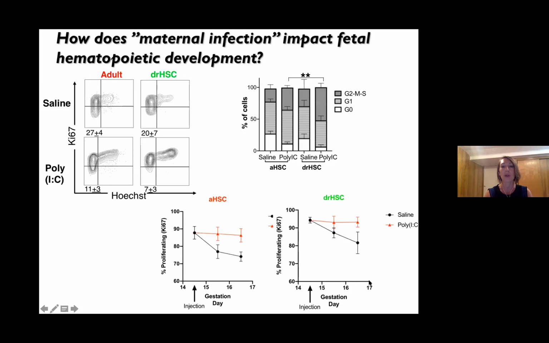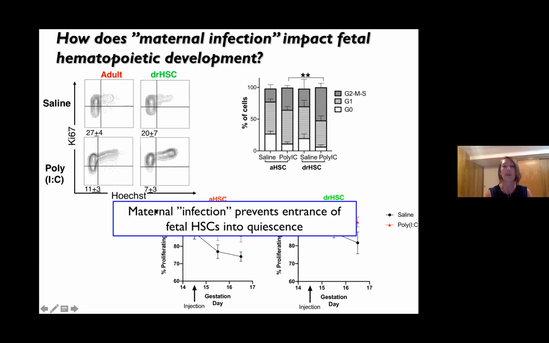And when we track this across development, what we could see was that for both our adult HSC and our DR-HSC, our poly-IC treatment prevented these cells from a normal entry into quiescence. So these HSCs during early development are highly proliferative, but as they approach the bone marrow, they become increasingly quiescent, and that was completely prevented by our modeling of maternal infection with poly-IC. I forgot to mention what poly-IC was, I apologize. Poly-IC is a viral mimetic, it's an RNA molecule, and the approach was to mimic a mild maternal viral infection.